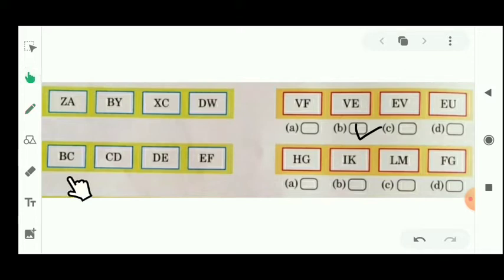Let's see the second question. Here is BC, then CD, then DE, then EF. All are in sequencing order, but in BC the second letter will come in the first letter, then CD, then the second letter will come in the first letter, then DE, then EF. So the next pattern will be FG. FG means which option is correct? D option is the correct option. So which option will be right? D option will be right.